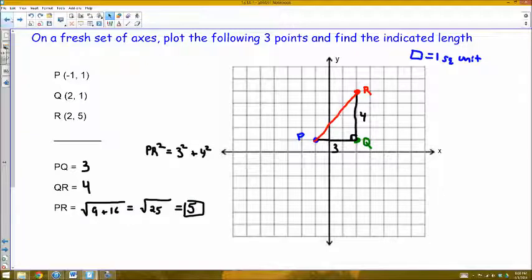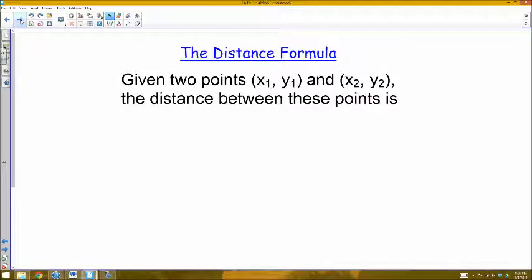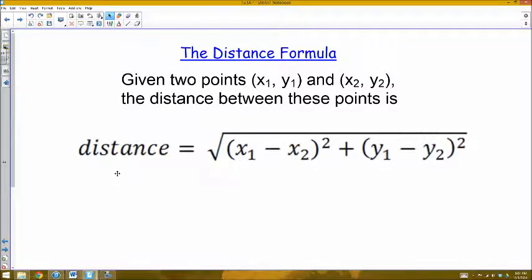This Pythagorean theorem concept, while it's easy to understand, isn't always the quickest and most effective way to find the distance between the 2 points. For that reason, mathematicians derived the distance formula. Given any 2 points with coordinates (x1, y1) and (x2, y2) respectively, the distance between these 2 points is the square root of the first x coordinate minus the second x coordinate squared, plus the first y coordinate minus the second y coordinate squared. Now, this is a really complicated thing to try to remember.